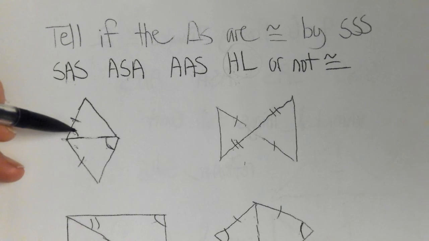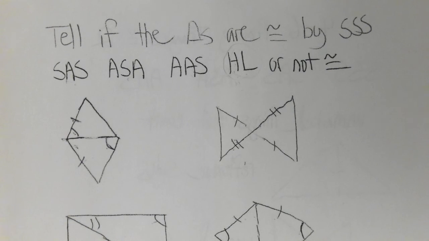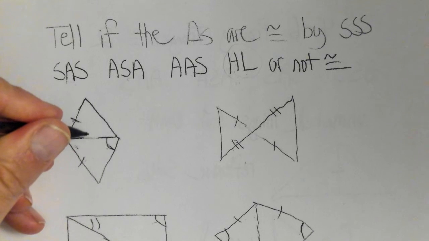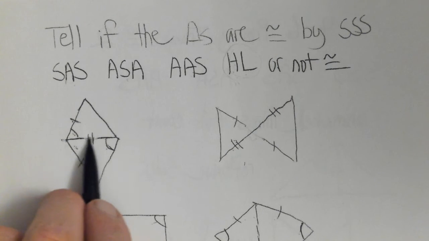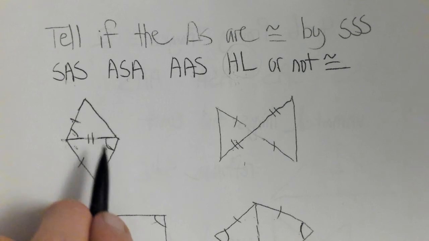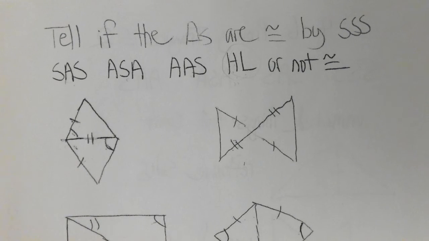Alright, so again, remember, we're supposed to look for unmarked things that count. I've got a reflexive side here, because remember, if it shares a side, then you have a reflexive side. If it shares a point, you've got vertical angles. Alright, so now what have we got on top?